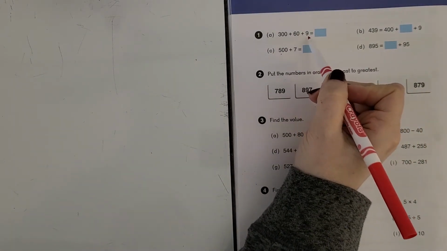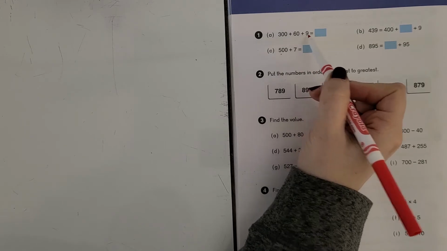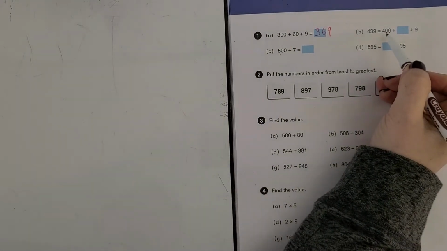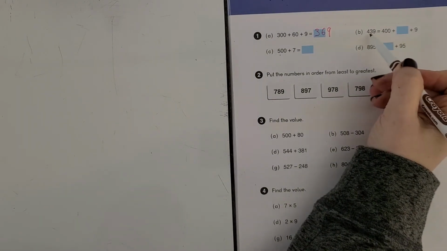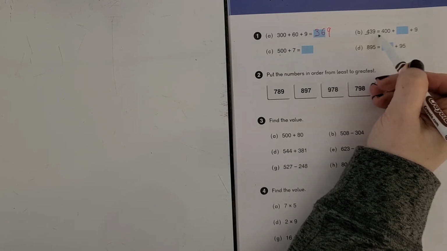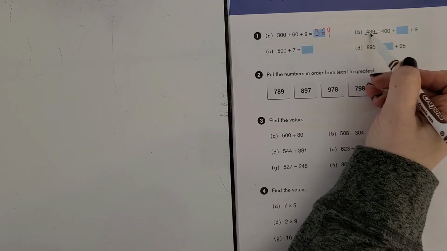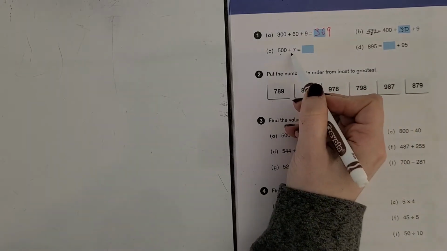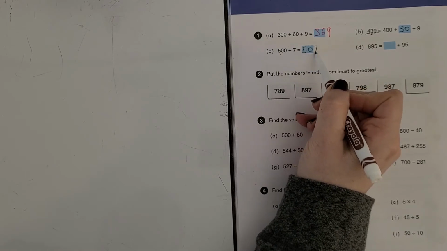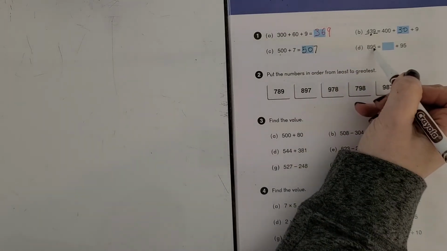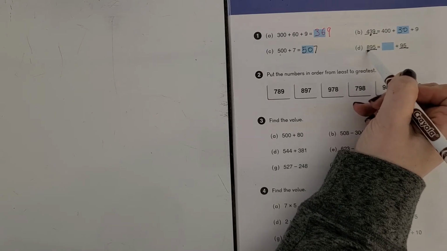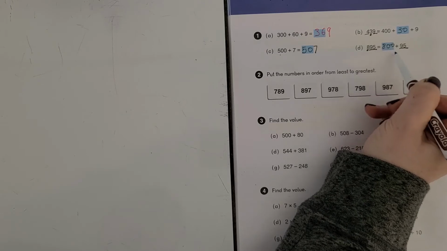300 plus 60 equals 9. 369. That was pretty straightforward. Let's look at letter B. Letter B says 400 plus what plus 9 is 439. The 400 is here, the 9 is here. I can tell there is a 30 missing, so I'm going to write down my 30. 500 plus 7 is 507. 895 is equal to what plus 95? The 95 is here, so the one that's missing is 800.